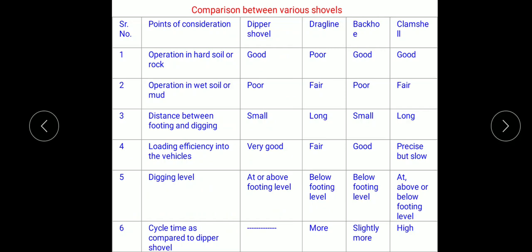The cycle time: here the cycle time is compared with the dipper shovel. So therefore dragline has more cycle time as compared to power shovel. The backhoe also has more cycle time, and clamshell has the highest cycle time as compared to the power shovel. So this is about the comparison of dipper shovel, dragline, backhoe and clamshell.